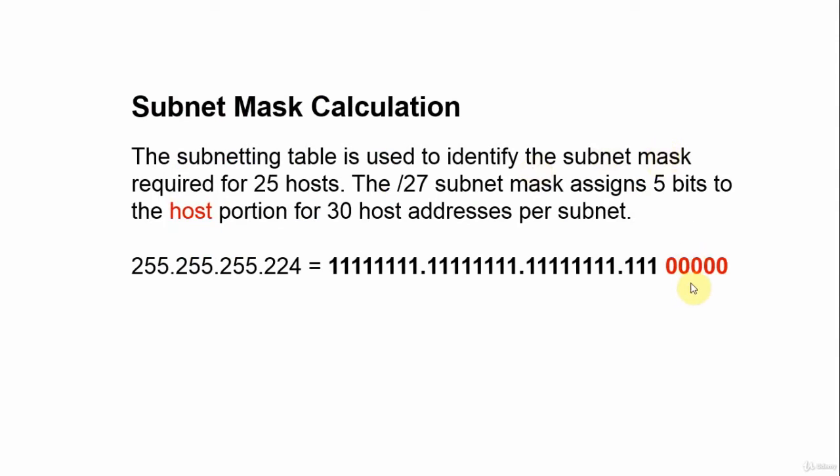And /27 means there's 5 host bits here in red, and whatever's left, 3, is available for subnet bits. And so that's the host portion there, and that'll give me 30 host addresses. And the /27 is derived from the fact that there's 8, 16, 24, 25, 27. That's the subnet mask length, 27.